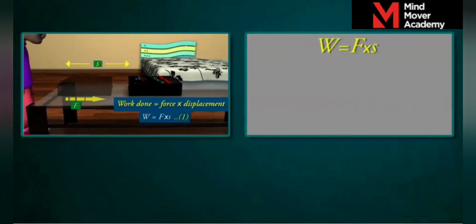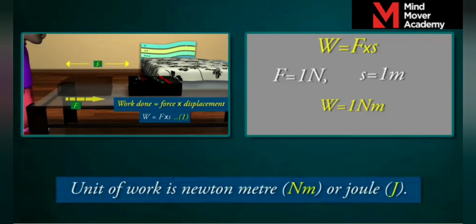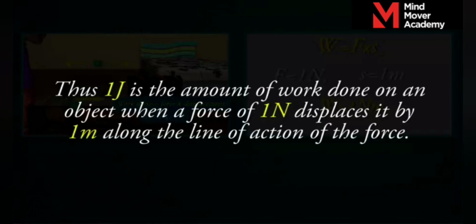In equation 1, if F is equal to 1 N and S is equal to 1 m, then the work done by the force will be 1 Nm. Here, the unit of work is Newton meter, Nm, or Joule, J. Thus, 1 J is the amount of work done on an object when a force of 1 N displaces it by 1 m along the line of action of the force.